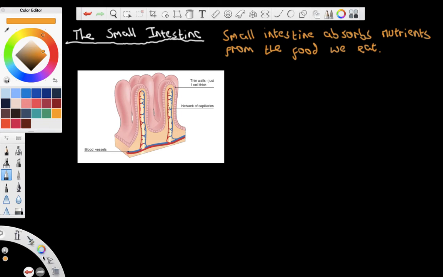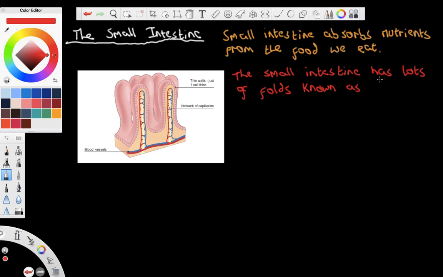Okay, so the small intestine has lots of folds known as villus. V-I-L-L-U-S. Villus. By having lots of folds, it gives the small intestine a large surface area.